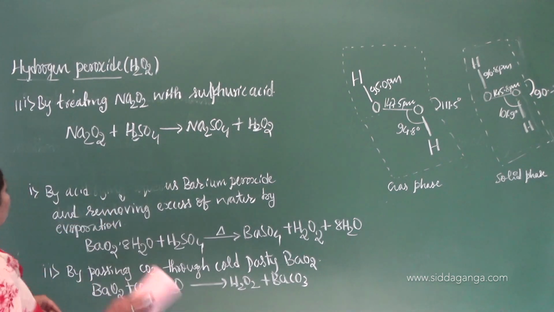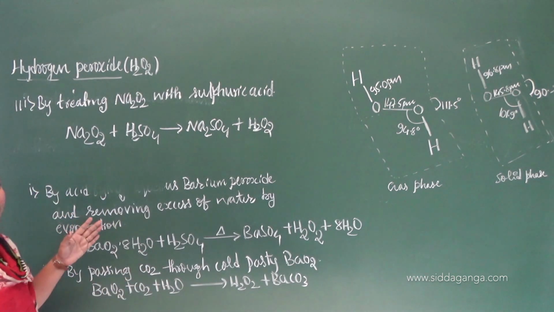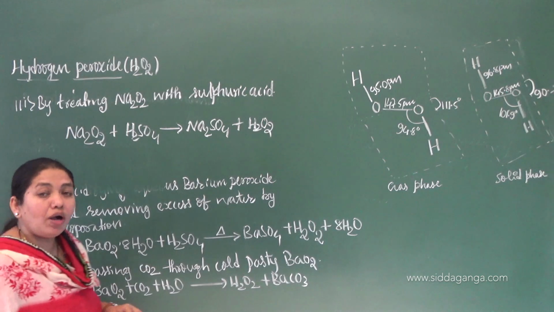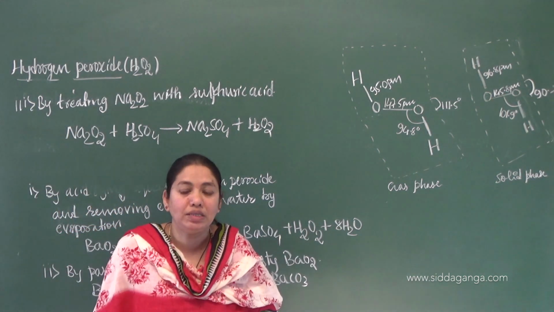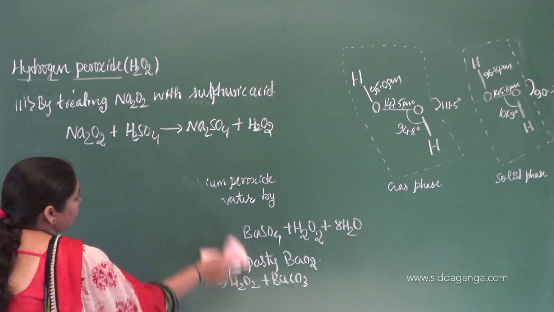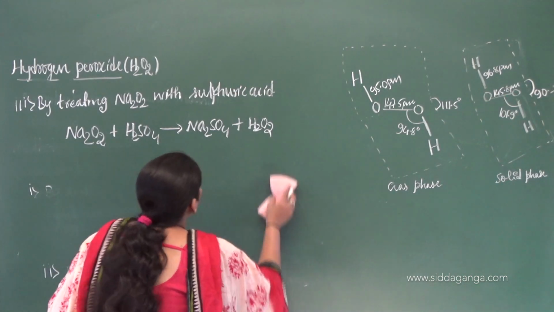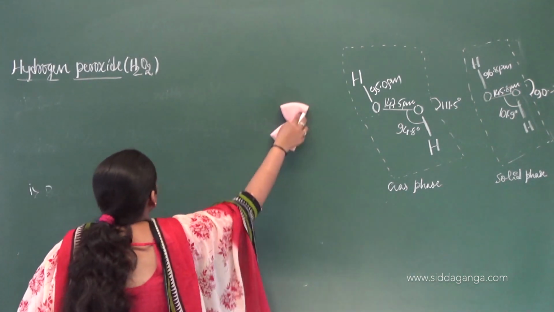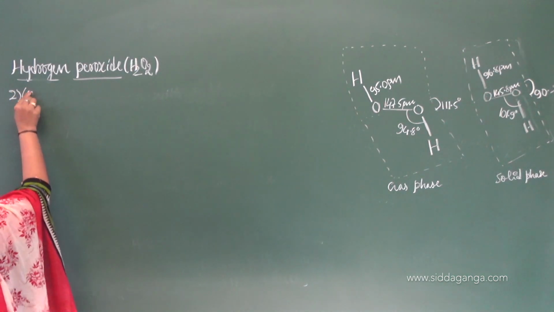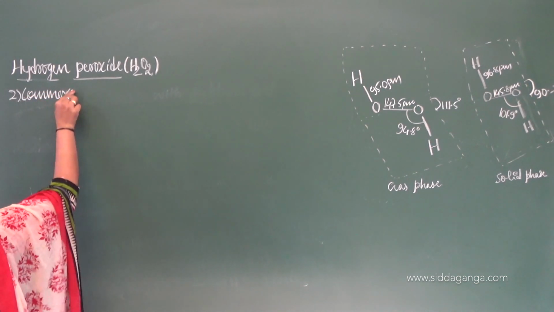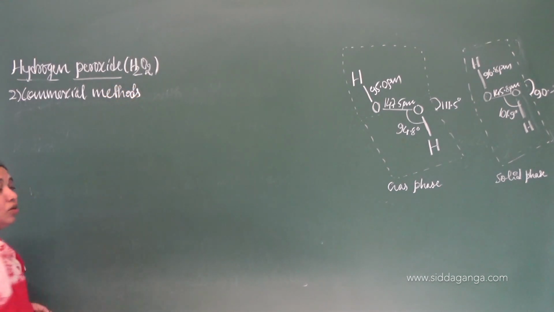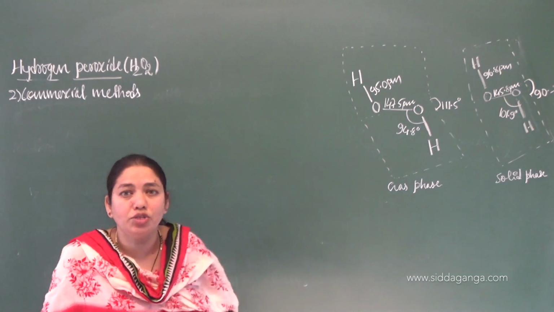So these are some of the laboratory methods used for the preparation of hydrogen peroxide. If you want this hydrogen peroxide in large quantities, how to prepare that? They are nothing but the industrial methods, or you can say the commercial methods of preparing hydrogen peroxide. Let us discuss them one by one. They are very important here. So the second one is commercial methods used for the preparation of hydrogen peroxide.